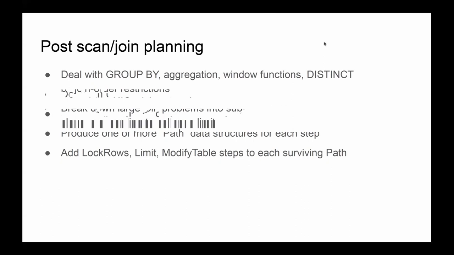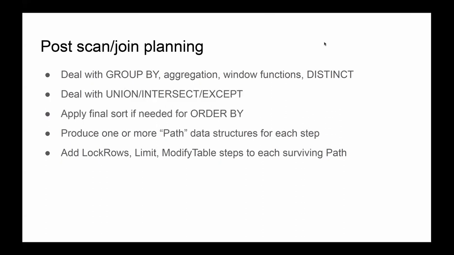Okay, so now let's move to the third phase, post-scan/join planning. At this phase, we deal with group by, aggregation, window functions, and distinct. We also deal with set operations like union, intersect, and except. And then we apply a final sort if needed by order by. For each of the above steps, we produce one or more paths. And at last, we add lock rows, limit, and modify table steps to each surviving path. So this is the third phase.